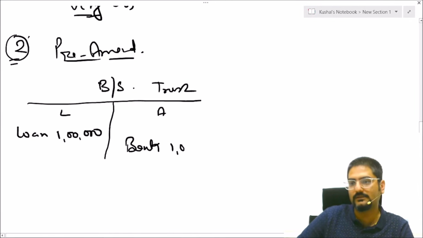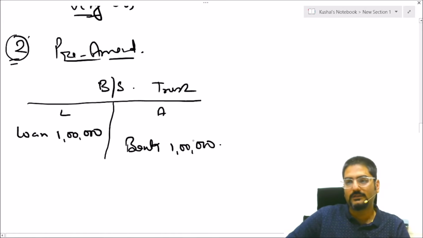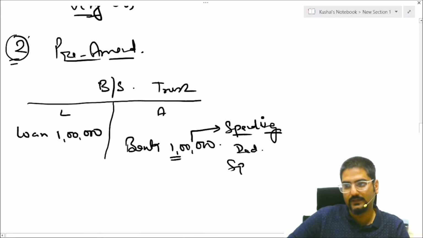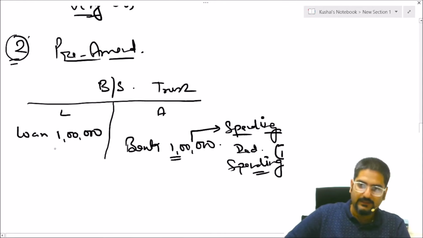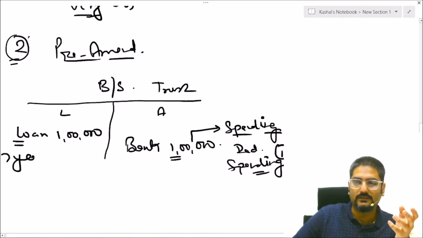So the bank balance is also there for 1 lakh rupees. Now in the normal circumstances, the trust uses this bank balance for spending towards its charitable activities. Then it is allowable as deduction, or it is treated as spending towards charitable activities. This is one instance.